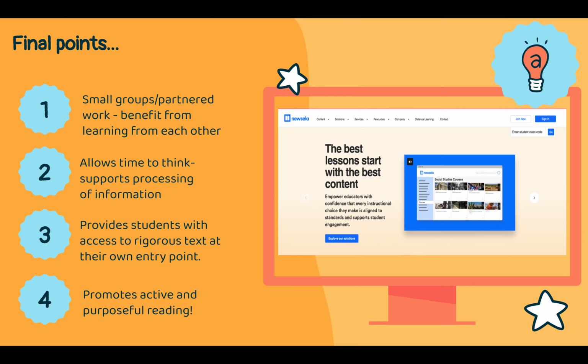You can also use the chunking of text and the GIST strategy when working in jigsaws. This scaffold allows time to think and supports students in processing information. Newsela itself and the scaffold together provide students with access to rigorous text at their own entry points. And it promotes active and purposeful reading.